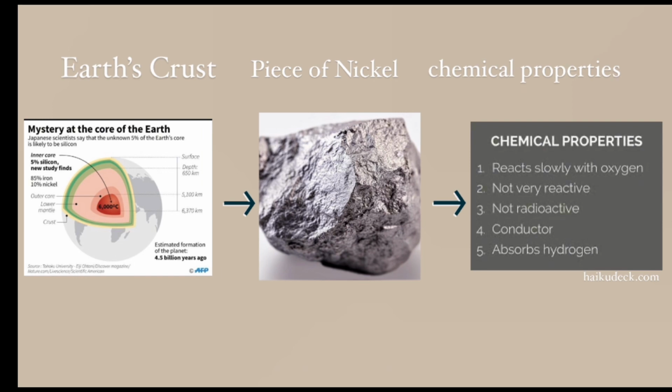When looking at these three pictures, you can see that Earth's crust is 10% nickel. Nickel is found all over in nature. You can find it in rocks, soil, and water. It is also used as a nutrient for plant growth.